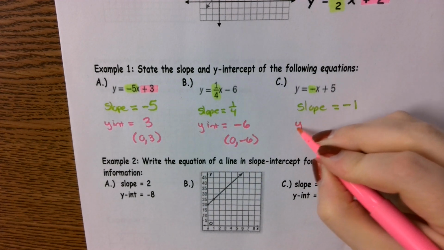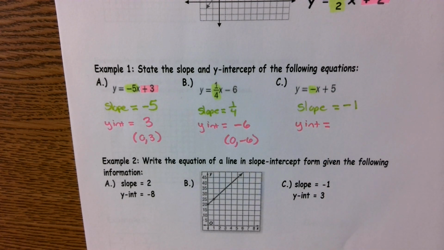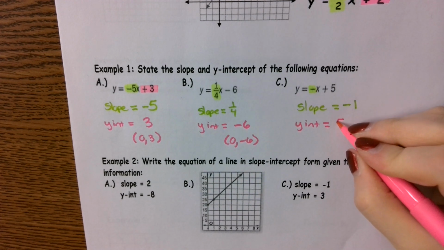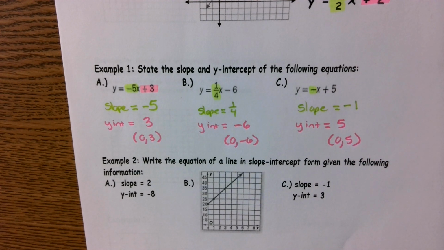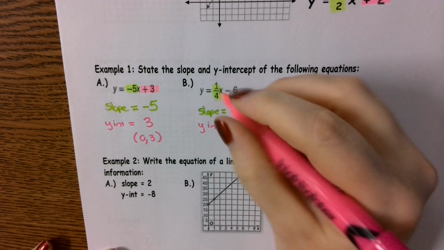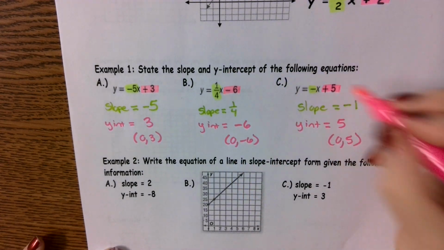Okay, and then the y-intercept. What is the y-intercept going to be in this case? Eker? 5. 5 or (0, 5). Good. All right. So it's really easy to identify your slopes and your y-intercepts from an equation.